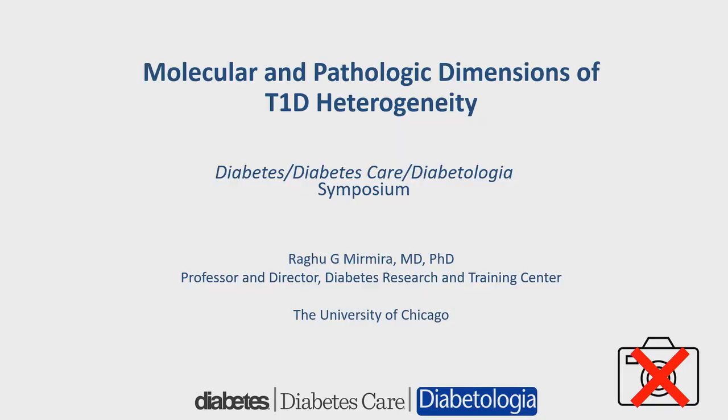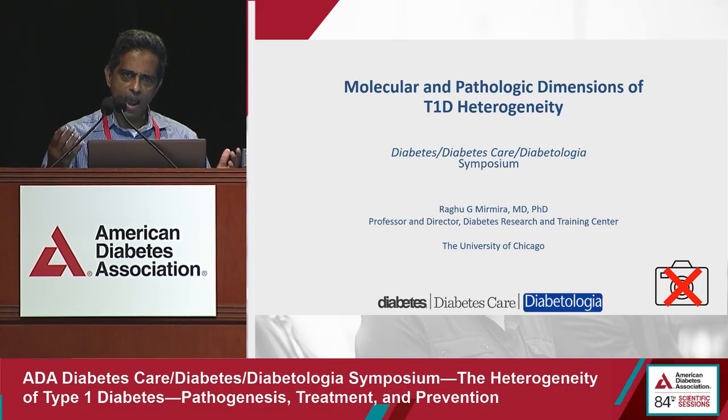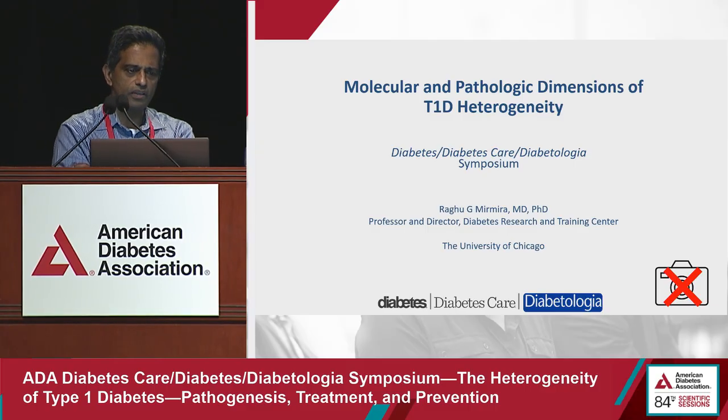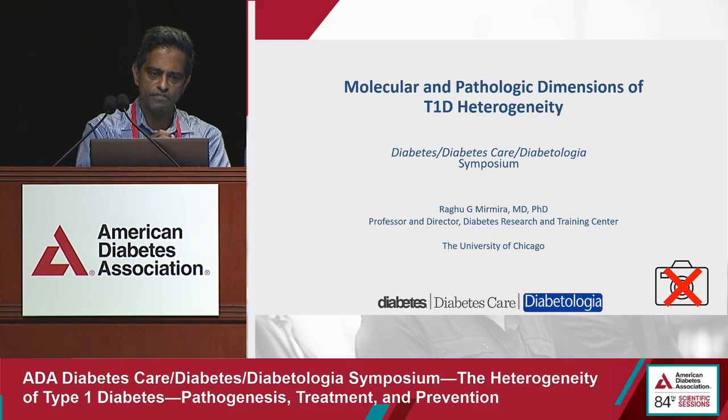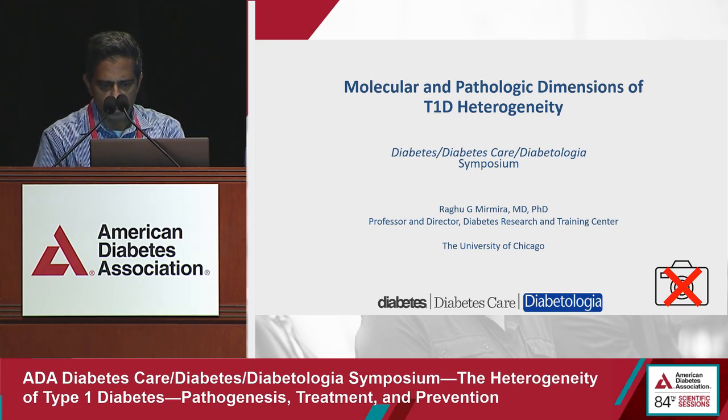All right, lovely. All right, so my name is Raghu Mirmira. I'm at the University of Chicago. And as part of our focus group on Thursday, we talked about heterogeneity across various aspects of type 1 diabetes. And so I was tasked to summarize our discussion as it relates very specifically to the molecular and pathologic features of type 1 diabetes.